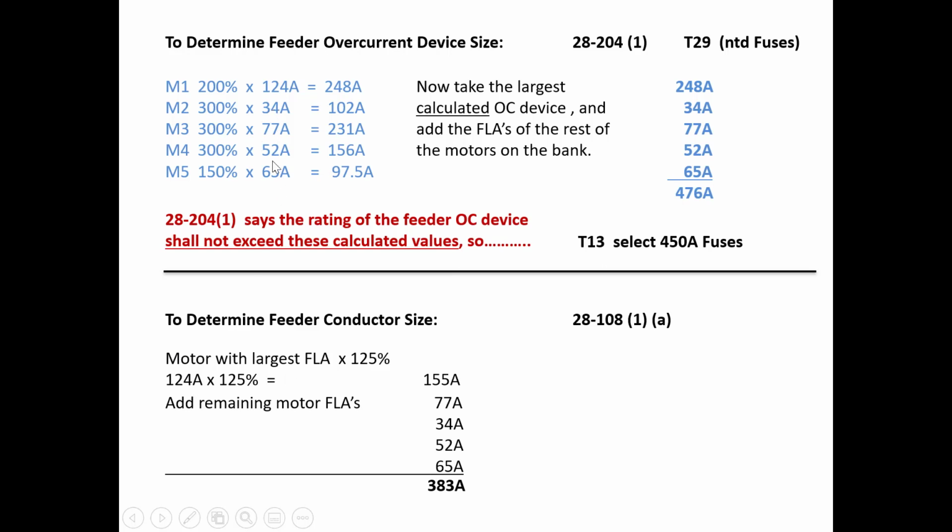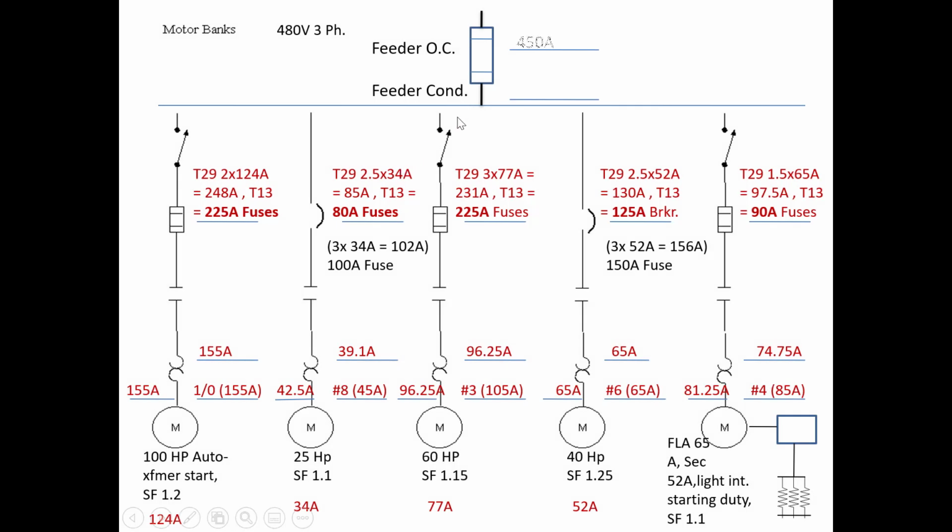So the motor with the largest FLA is the 124 amp motor. So we can see all the FLAs here. Take 125% of that and then add the FLAs of all the other motors. So then we get the 383. We go to table 2 and we select a 600 kcmil for the feeder. So if we go back, we're going to have a 450 amp fuse and we're going to have 600 kcmil wire feeding these 5 motors.